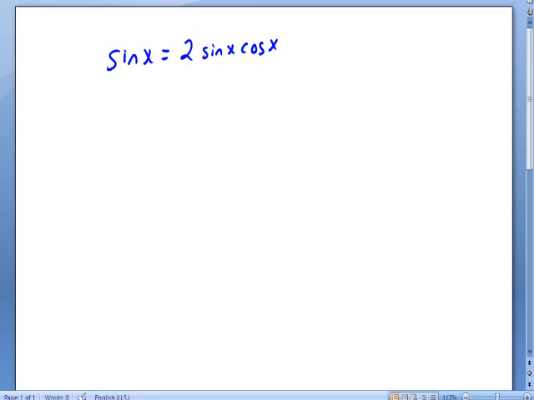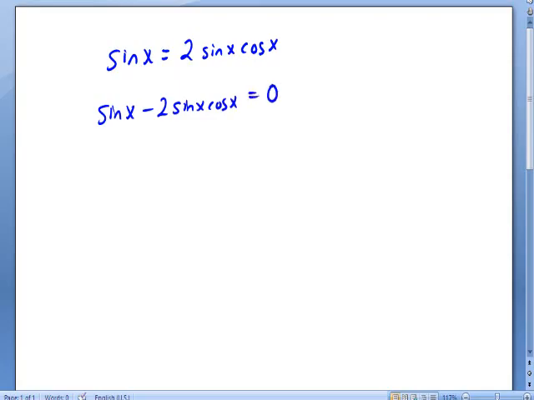Now it's very tempting to come in and just cancel a sine from both sides because we see there is a sine of x on both sides. But that would be incorrect. We would lose some of the solutions that are actually legitimate solutions. So what we want to try to do is move everything over to one side. It doesn't matter which side gets subtracted from the other.